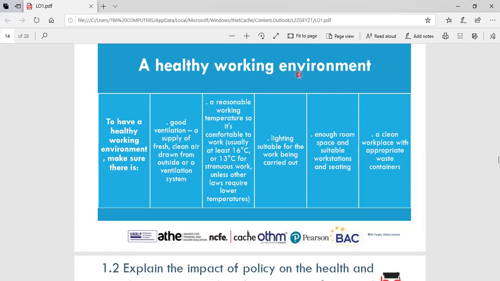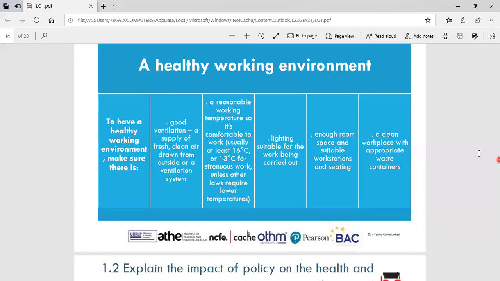So it's very important. Lighting should be suitable for the work being carried out. There should be enough room space and suitable workstations and seatings, depending upon whatever work it is. A clean workplace with appropriate waste containers, if it's a hospital setup particularly.